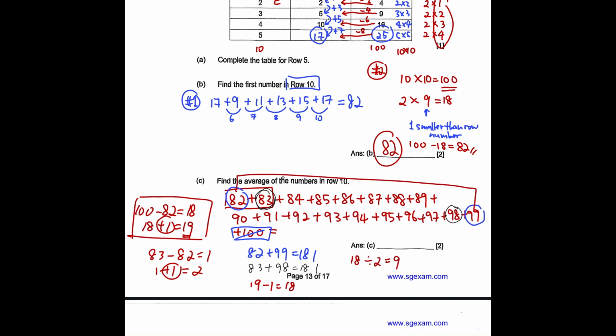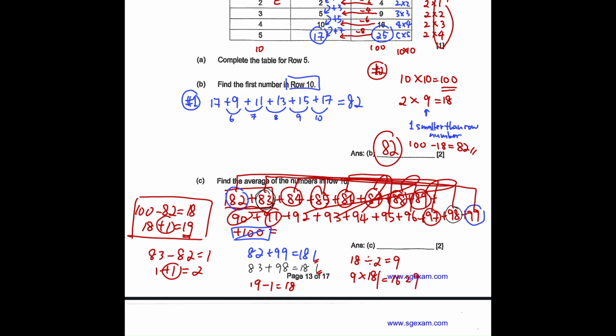So this and this is one pair. This and this is another pair. This and this is another pair. So there will be a total of 9 pairs. Of course, I can count out for you: 1, 2, 3, 4, 5, 6, 7, 8, 9. 9 pairs. And these 9 pairs add up to 181. So 9 times 181 gives you 1629.